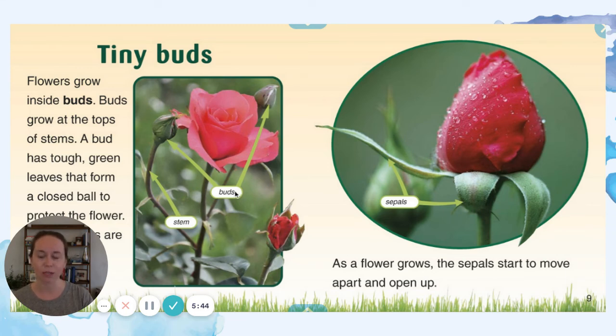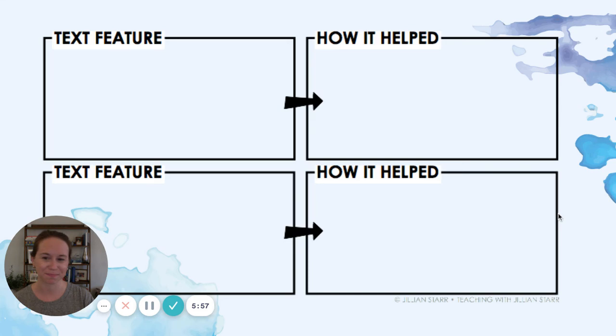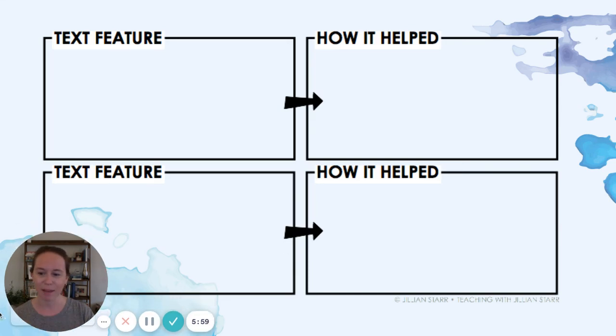That label really helped me identify what part of the photograph was the bud, and it helped me picture in my mind what a bud looks like when the words didn't really help me all the way. That really, really helped me learn something more. I'm going to think about how I can explain which text features I used and how that text feature helped me learn more from the book.